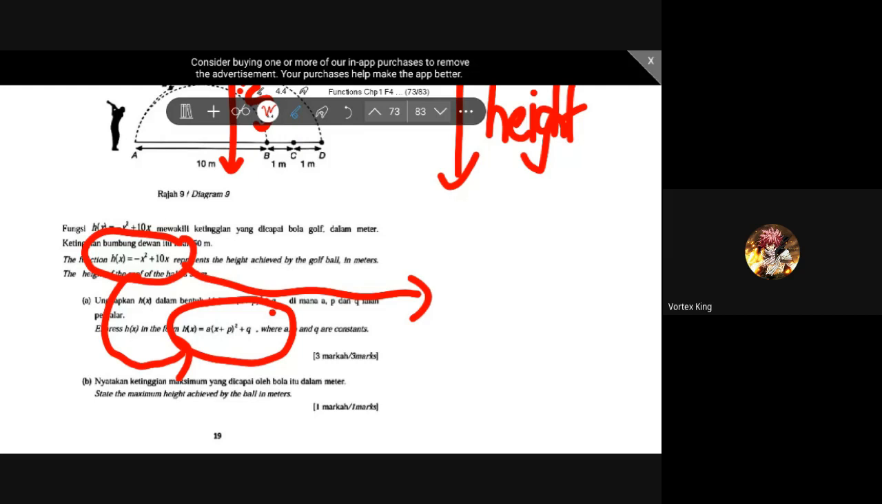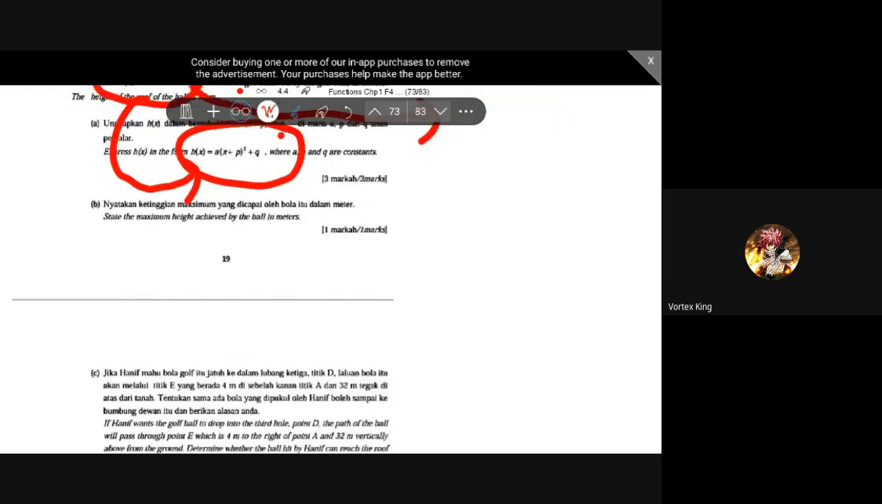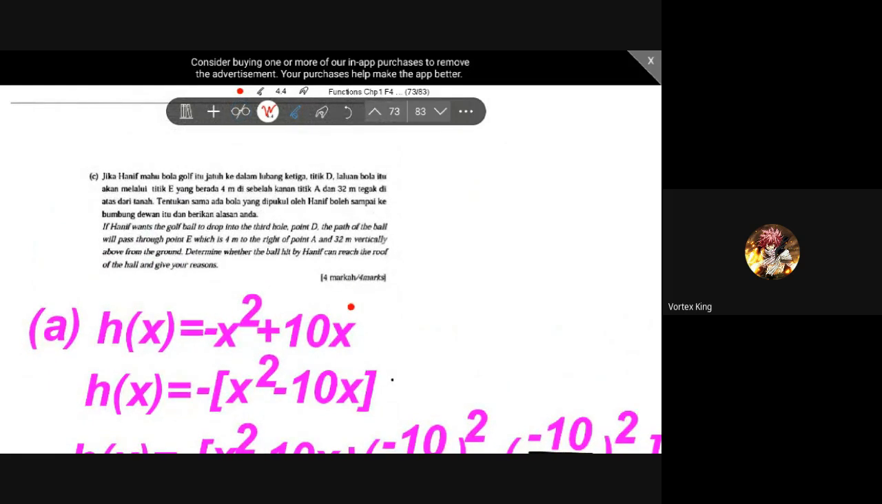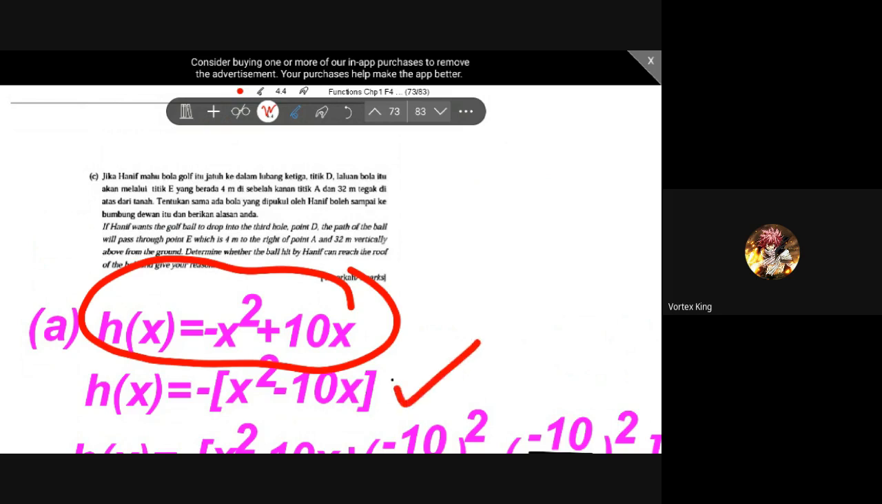I'll show. Okay. People ask already. Never mind. I'll show. Okay. So, ini equation dia kan. H(x) is equal to negative x square plus 10x. Okay. So, step ni I rasa Keda yang miss out. I think she missed out this. She or he, I tak tahu lah. Okay. Missed out this step.